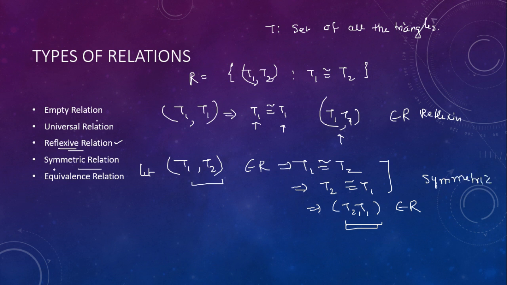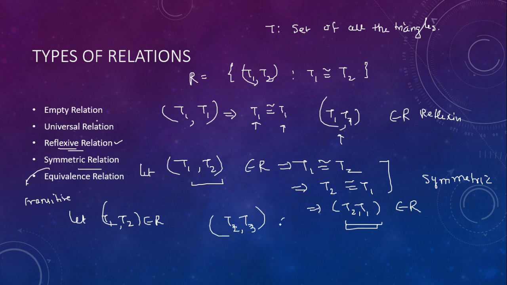Then we have another one which is called transitive. So what do we do in transitive? We consider two ordered pairs. Let's assume T1, T2 belongs to R as well as T2, T3 belongs to R. Make sure you have this element T2 common. So if T1, T2 belongs to R, this means T1 is congruent to T2 as per the definition of this relation. If T2 comma T3 belongs to R, that means T2 is congruent to T3.